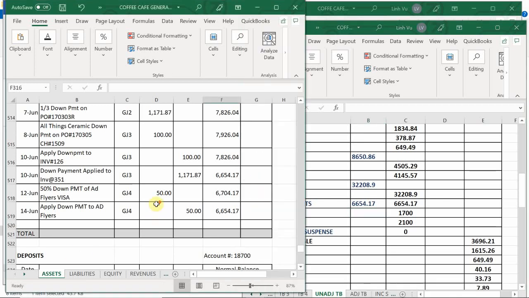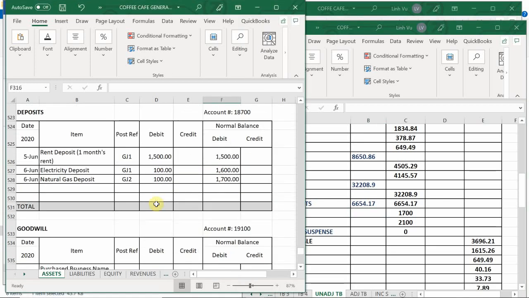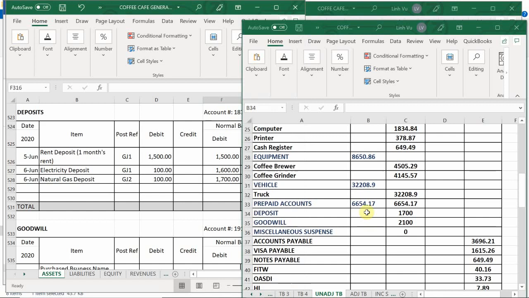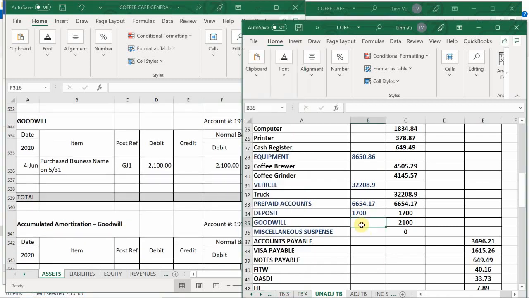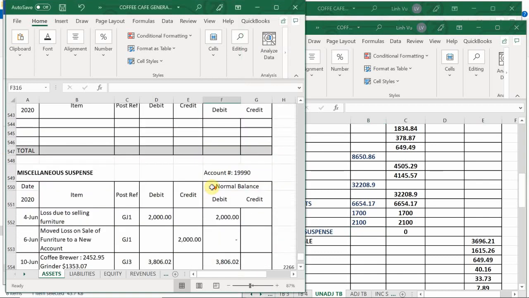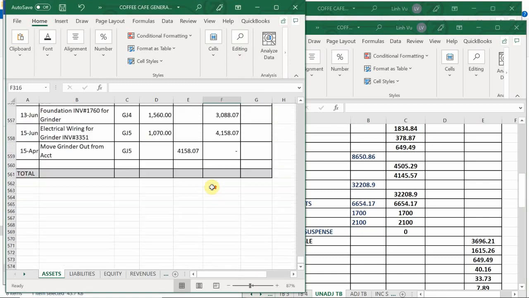$6,654.17. What about my deposits? The same. It's the same, right? Still $1,700. What about my goodwill? It's still the same at $2,100. And last but not least, miscellaneous expense. The same. It's the same.